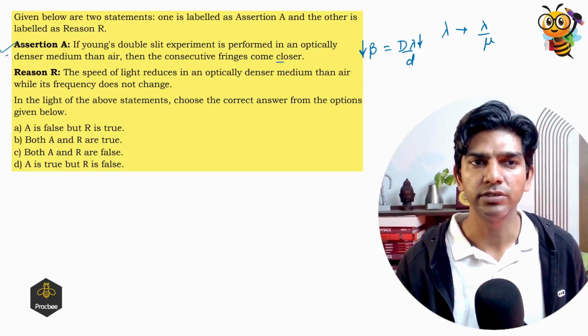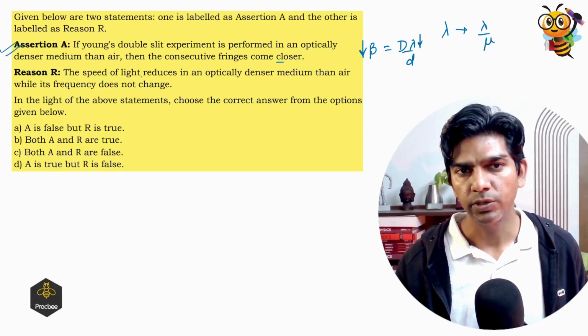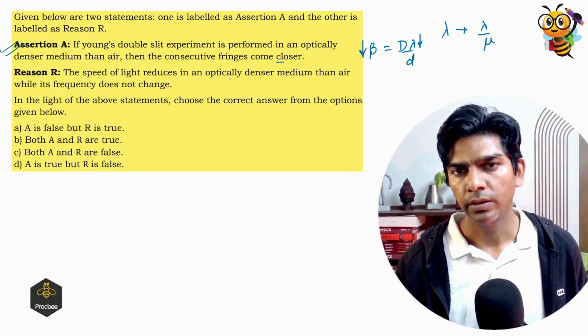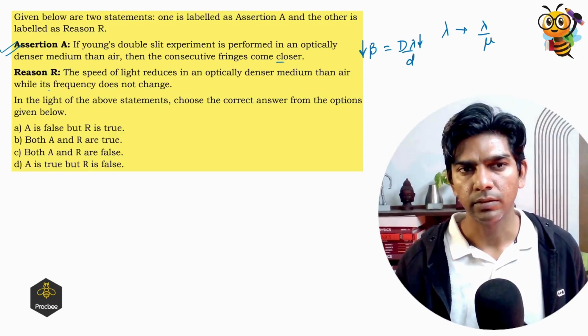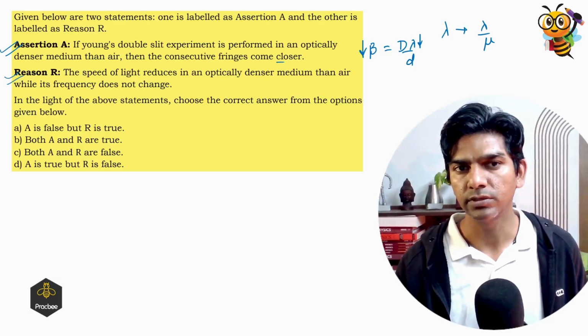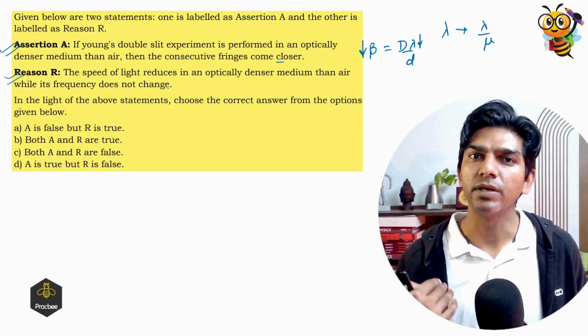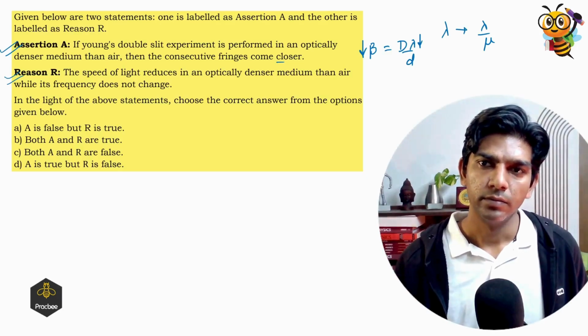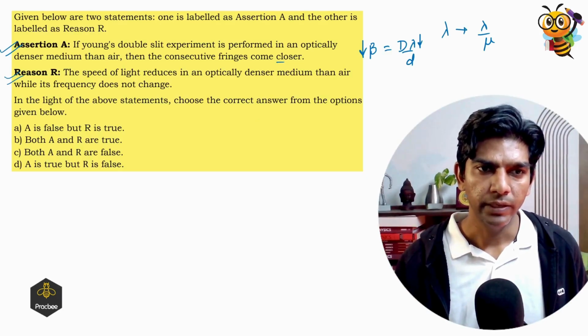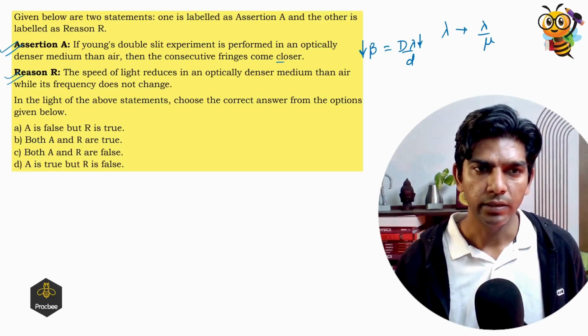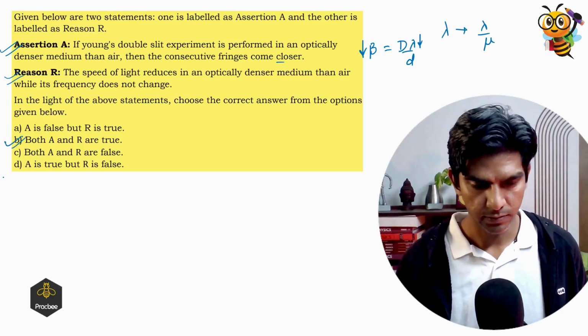So assertion is correct. Now the reason is the speed of light reduces in an optically denser medium than air while its frequency doesn't change. So the reason is the correct justification, because as the speed decreases we can say lambda will also decrease. So both A and R are true. So B is the right answer.